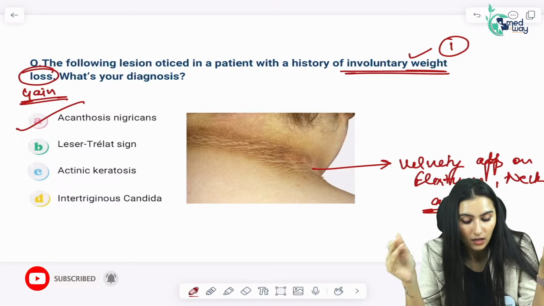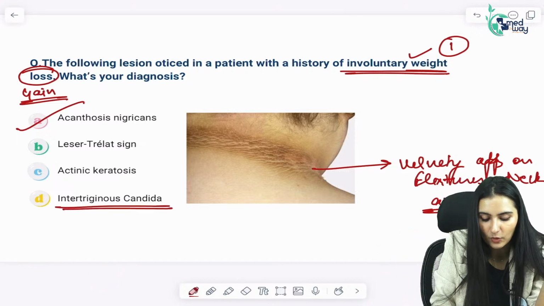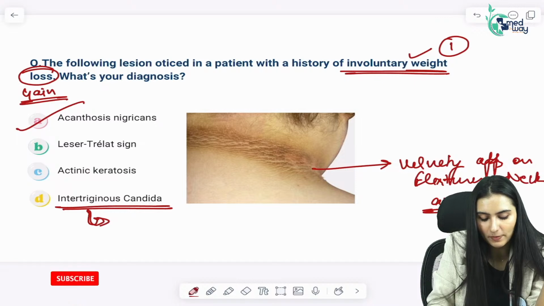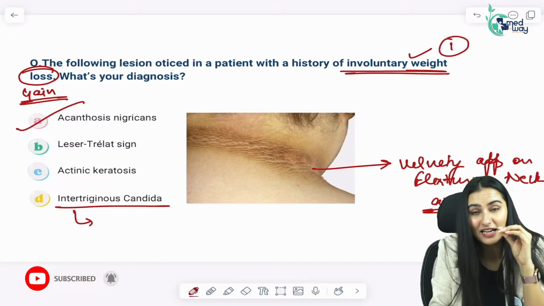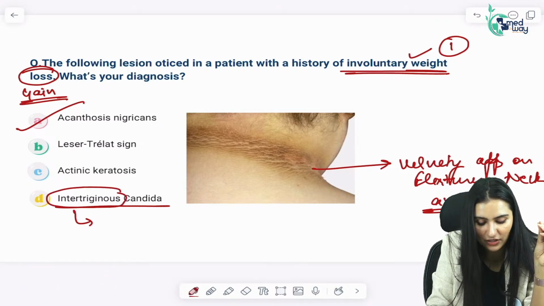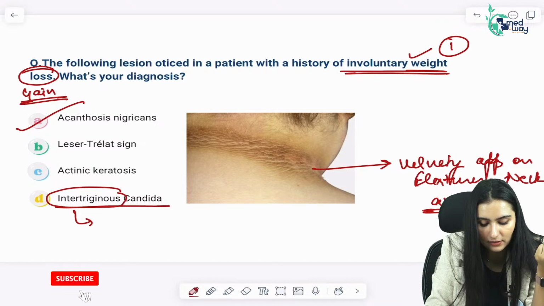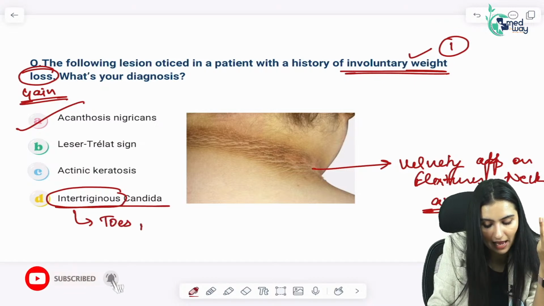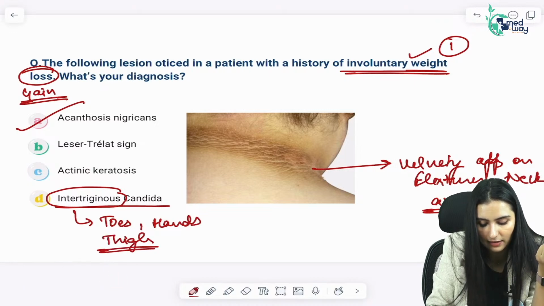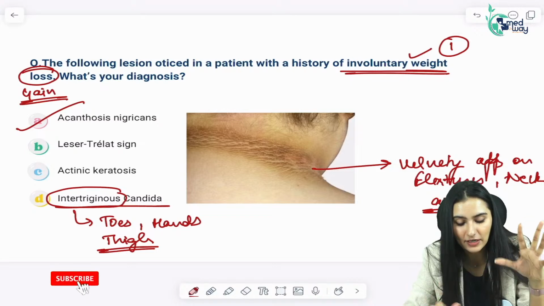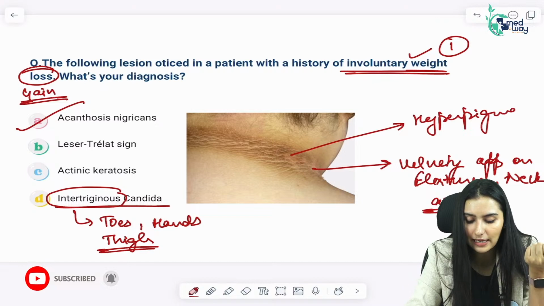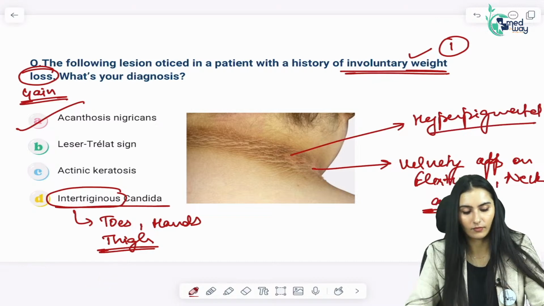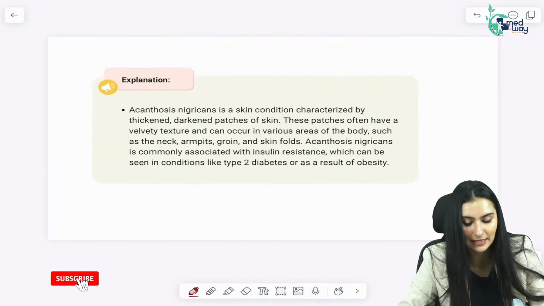Alright. Why not intertriginous candida? It will not look like this, and the image that you will have is going to be either, so it will be an intertriginous area as it says, intertriginous candida. So they can give you either toe or hands or the thigh picture, and then you have to think of candida. There is going to be maceration, there is not going to be this hyperpigmented lesion, you know. So this goes directly in the favor of acanthosis. If any questions, please let me know, you guys.